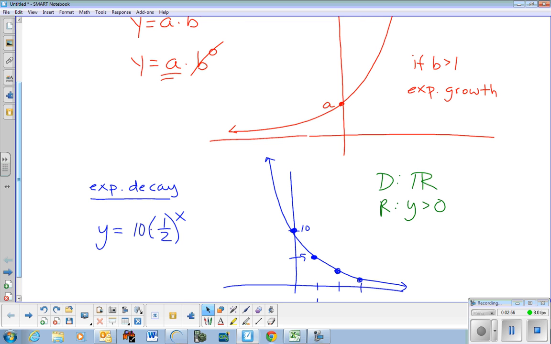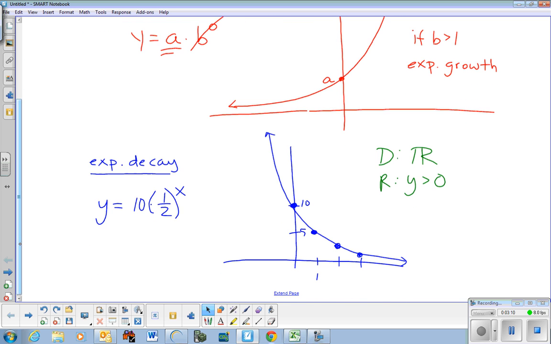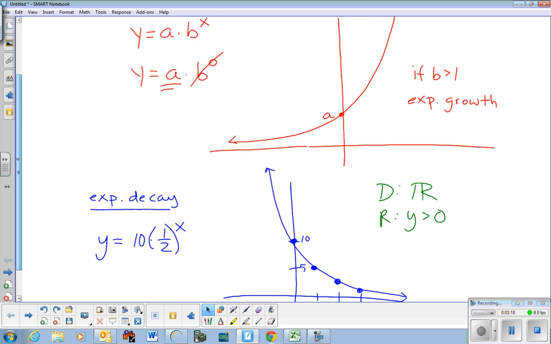You can't raise a positive number to any power and end up with a negative answer. Even if your b is a fraction, that's not going to make it go negative. That's just going to flip it around and make it decay. We could add to these and shift them up or shift them down, but the general form is going to go through the a value, and b will determine the growth or decay.